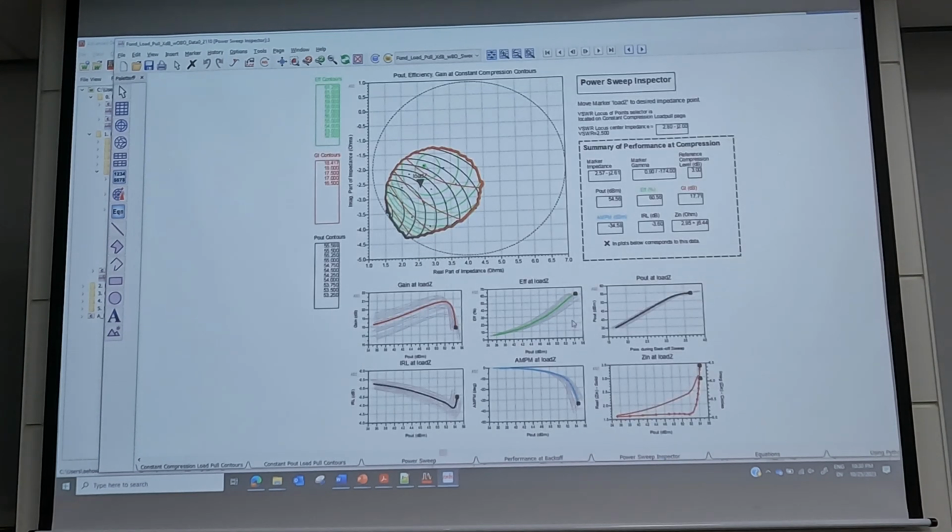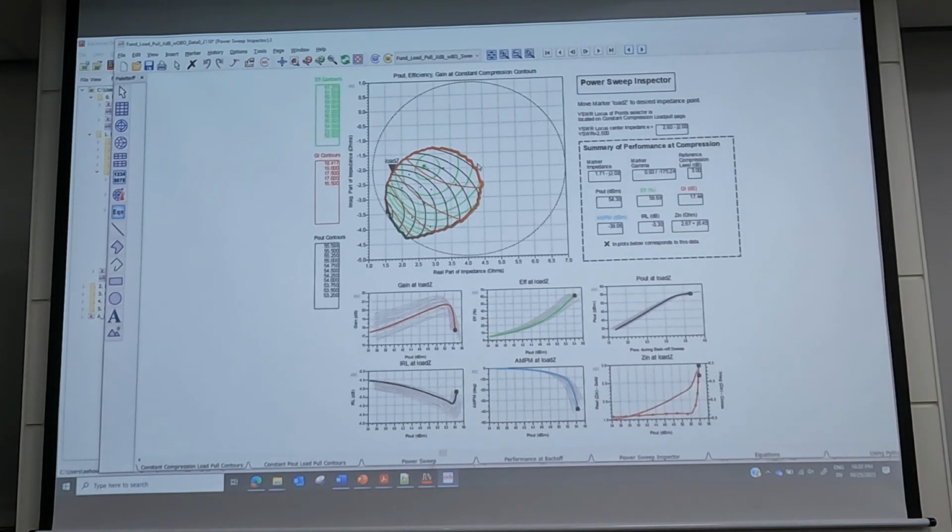And then you can look at the swept data and see how it varies as you move the load to find an optimal load point, for example.